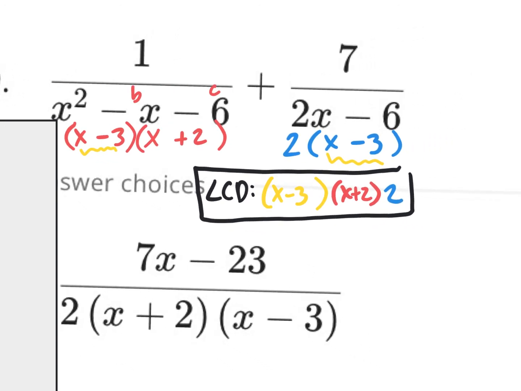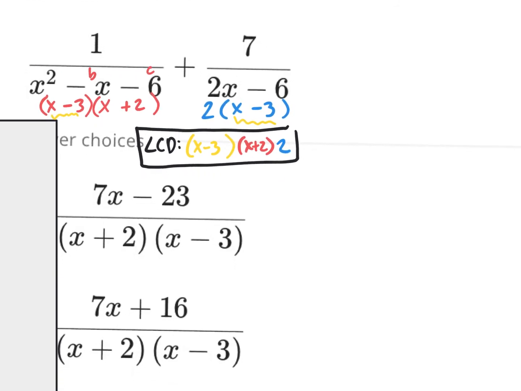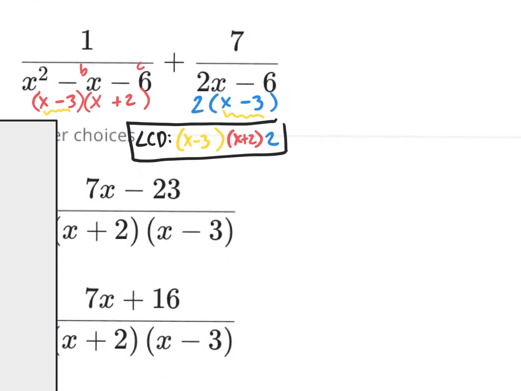So anyways, I want to change the first fraction.